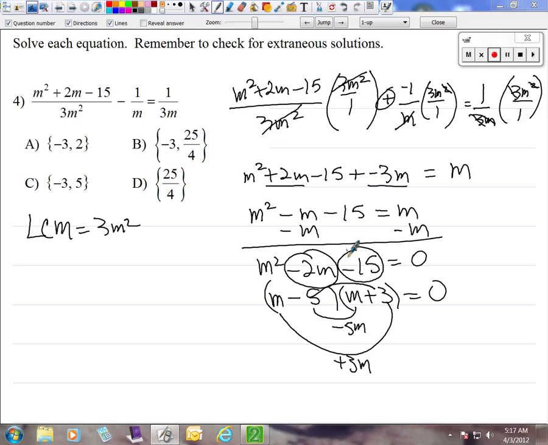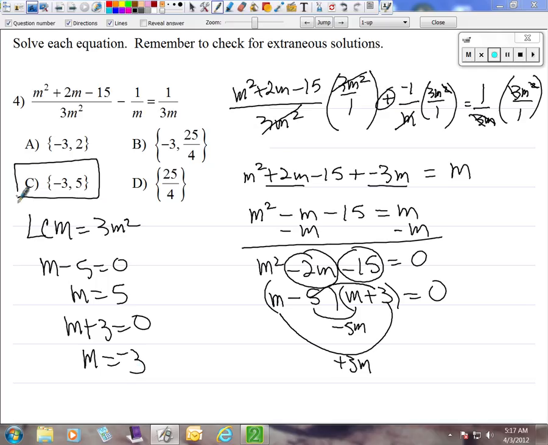All right, set m equal to 0, so we have m minus 5 equals 0. That means m is going to equal 5. We have m plus 3 equals 0, which means m is going to equal negative 3. And as we can see, our answer is going to be C. And hope you got that question correct. If you didn't, look it over again and make sure you can see where you made your mistakes.